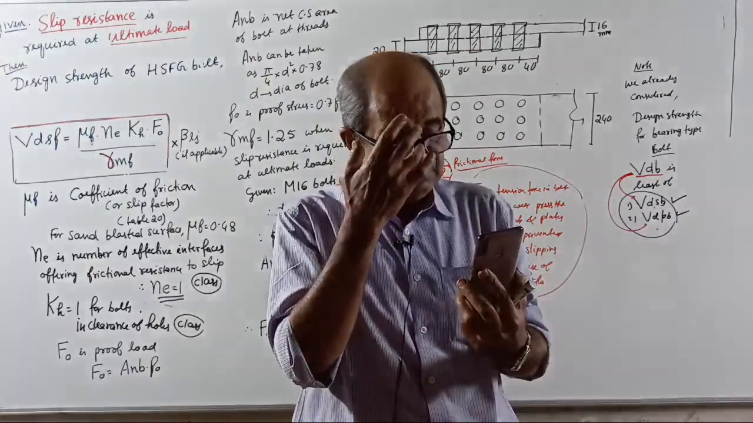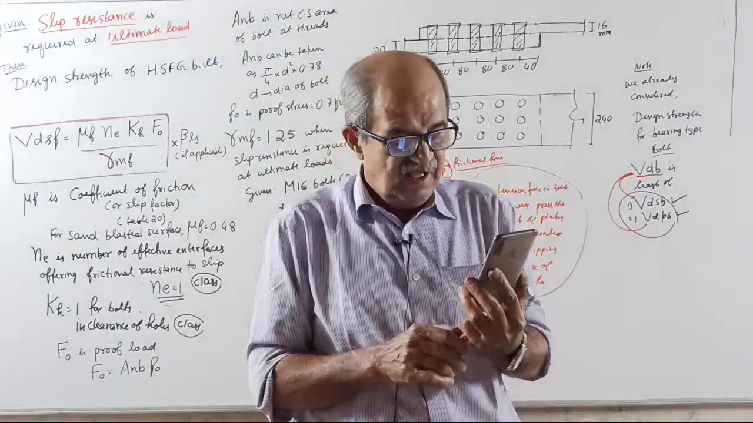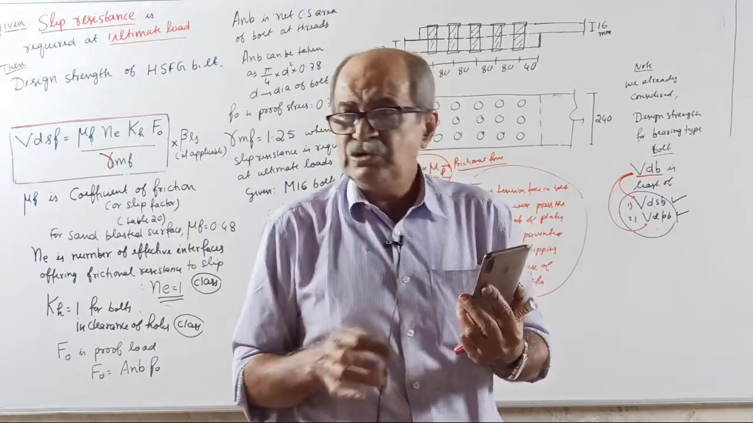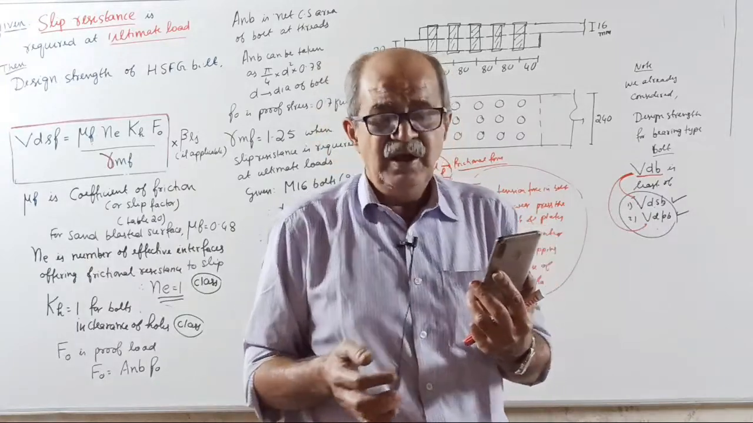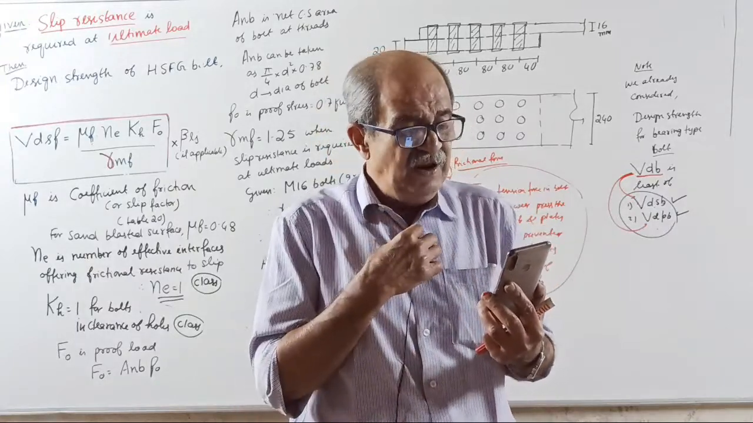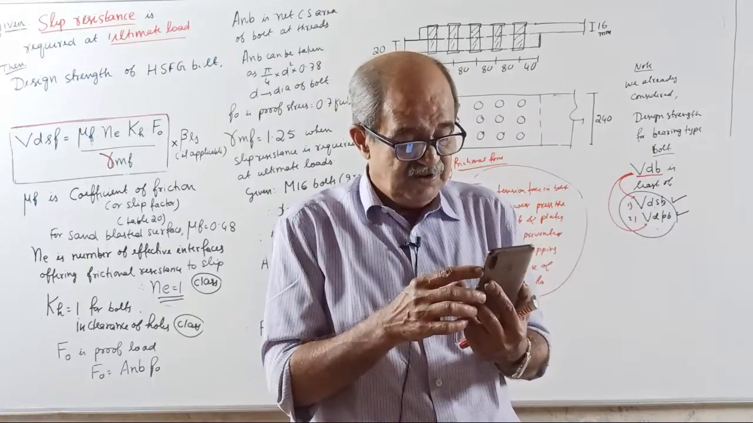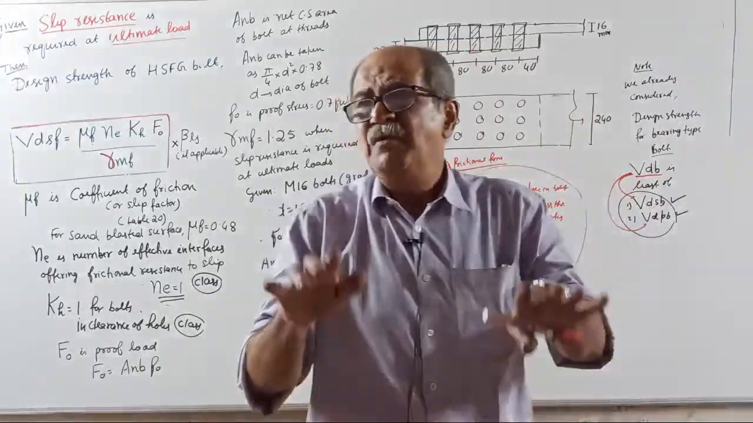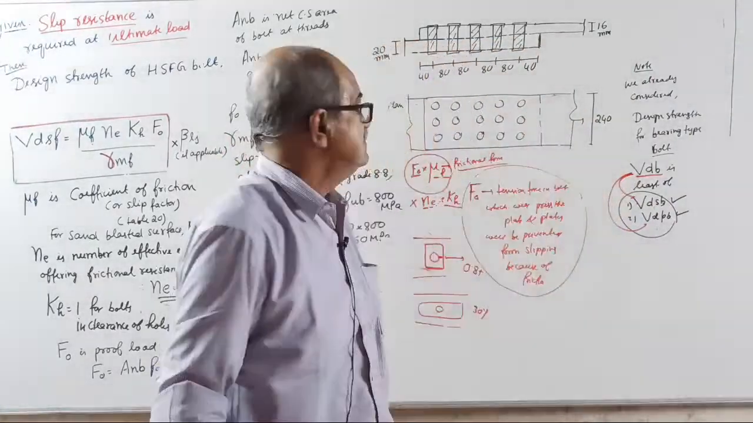How much? Gamma mb for bearing type bolt. After so many questions, any problem for voice? I think no problem. It is 1.25. But here, gamma mb, I will tell a little later. Wait for 1 minute. Okay.